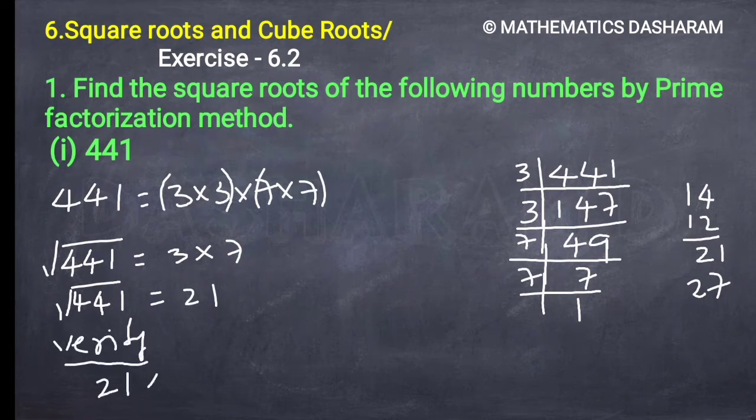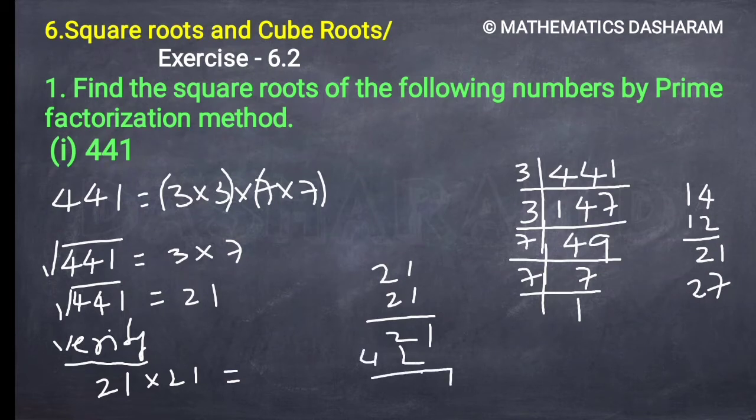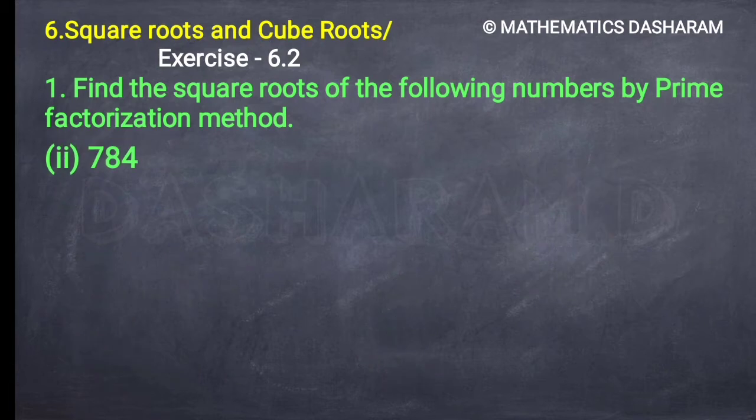Verification means just multiply 21 with 21. So here 21, 21. 2 ones are 2, 2 twos are 4. So 1, 4, 4, 441.